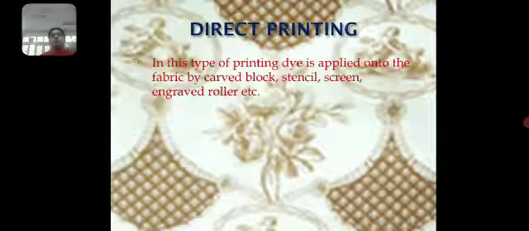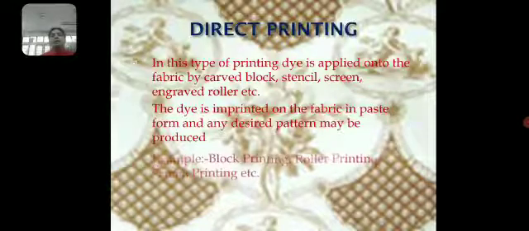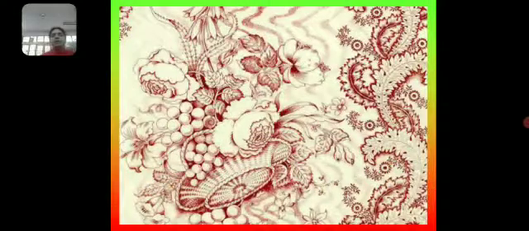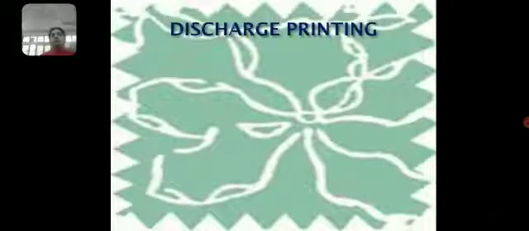In this type, printing is applied onto the fabric by carved block, stencil, screen, engraved rollers, etc. The dye is imprinted on the fabric in paste form and any desired pattern may be produced. For example, block printing, roller printing, screen printing, etc. This is an example of block printing.